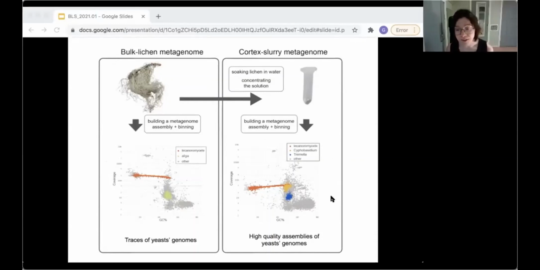And in contrast, in the case of the cortex slurry metagenome, we got genomes of multiple secondary symbionts here and here. So this confirms that the cortex slurry helped us to achieve our goal of increasing the abundance of the secondary symbionts, and therefore helped us to acquire high-quality genomes from them.